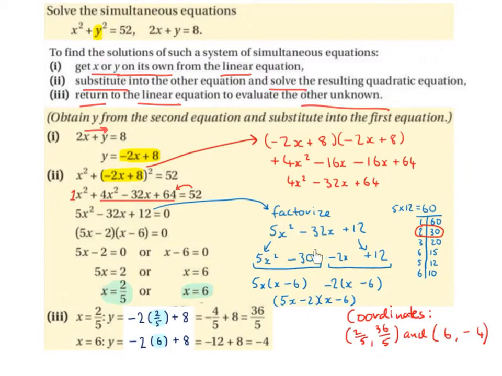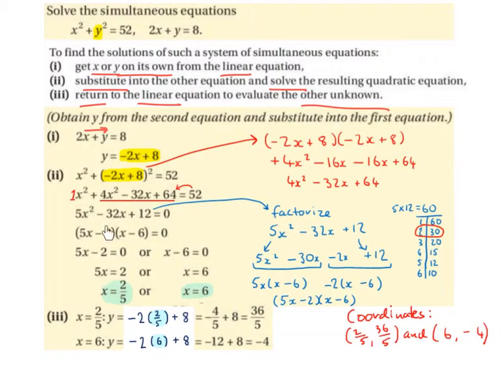I'm going to factorize the first two terms, getting 5x times x minus 6, and factorize the second two terms, getting minus 2 times x minus 6. I've got x minus 6 in both brackets, so that's one of my factors. And then 5x minus 2 is my other factor. So I get 5x minus 2 multiplied by x minus 6, which I have here, equal to 0.